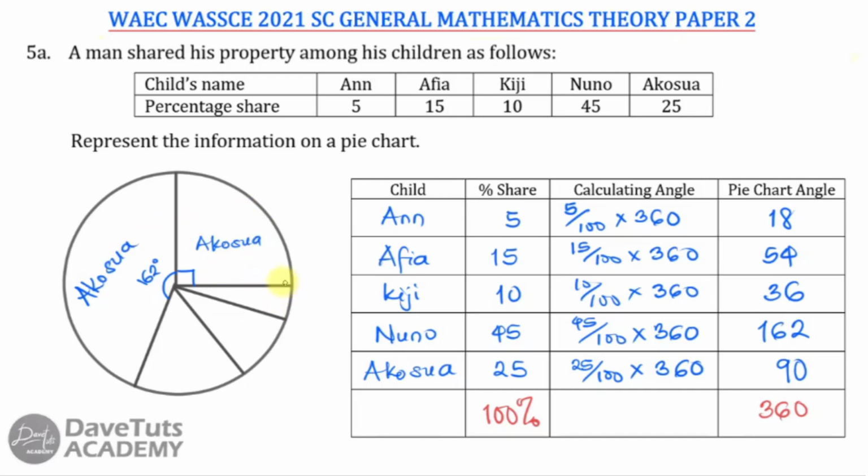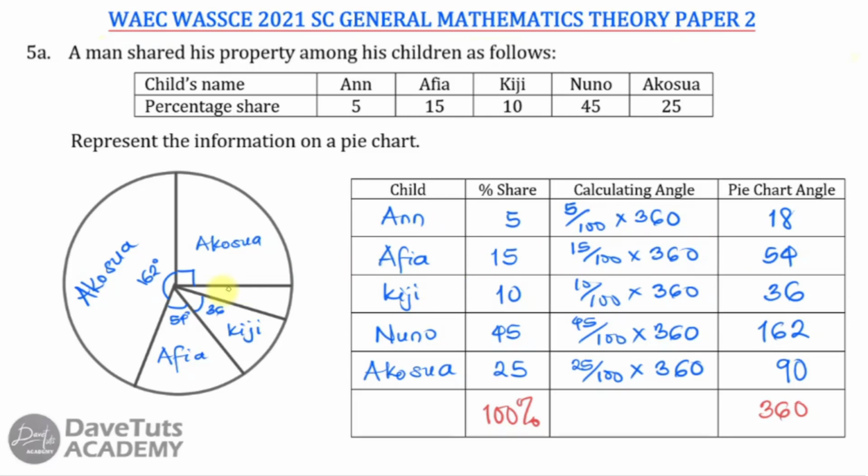Okay. And then the one having the larger out of the 3 is Afia. That is 54 degrees. So we have 54 degrees. And that is for Afia. Okay. And then we have 36. 36 will be for Kiji. So here, this is 36. And that is for Kiji.